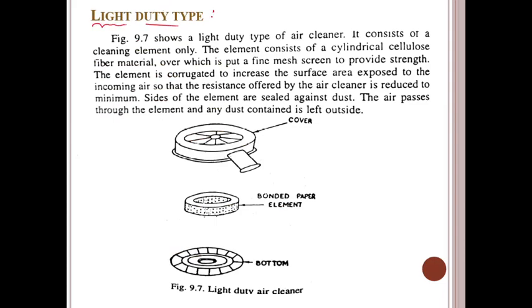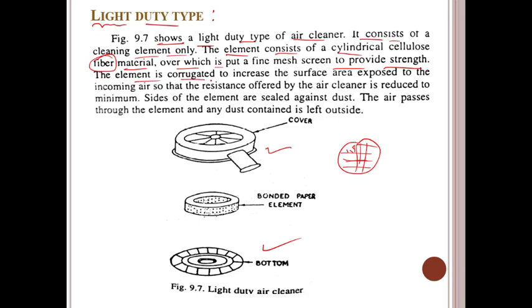Another is the light duty type. Look at here, figure 9.7. This one shows a light duty type air cleaner. It consists of a cleaning element only. The element consists of a cylindrical cellulose fiber material, over which we put a fine mesh screen, very fine, to provide strength.